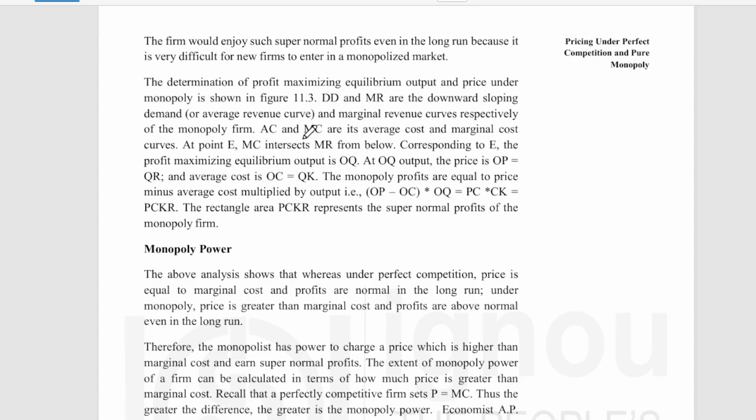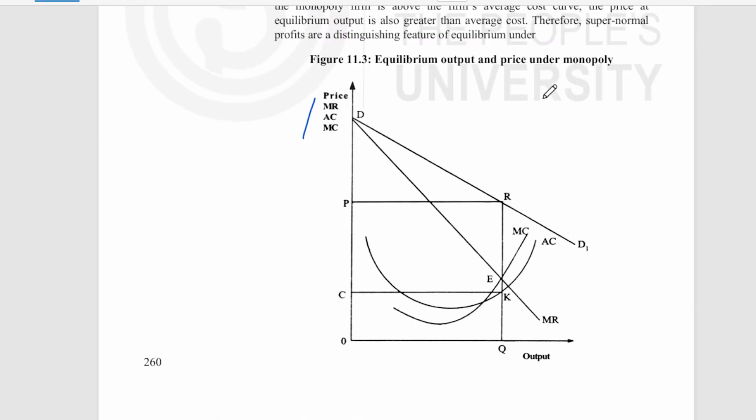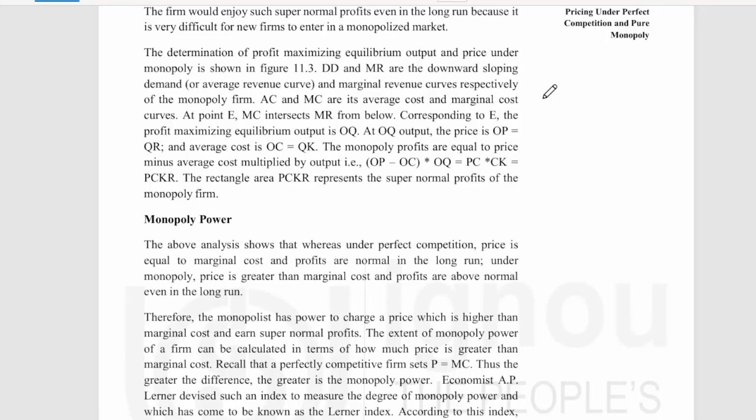The determination of profit maximizing equilibrium output and price under monopoly is shown in figure 11.3, that is DD and MR are the downward sloping demand and marginal revenue curves respectively of the monopoly firm. So please refer to this from your IGNOU study material, figure 11.3.